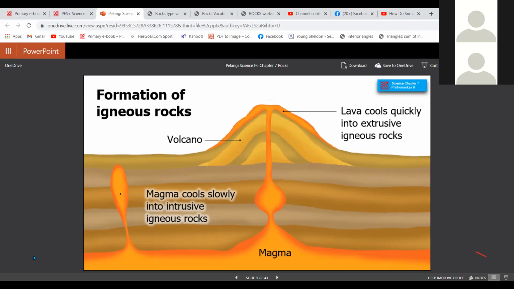Okay, so Bonus, can you tell me what's the difference between extrusive igneous rock and intrusive igneous rock? What is extrusive igneous rock and what is intrusive igneous rock? Teacher, again, please. Okay, can you tell me what is extrusive igneous rock and what is intrusive igneous rock? Can you say? Wait a minute.